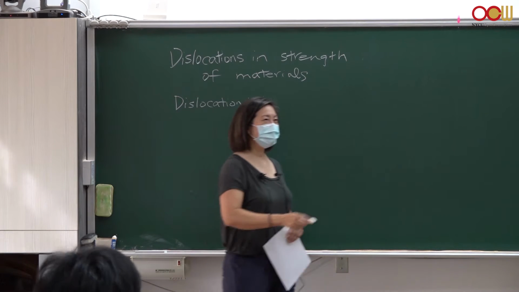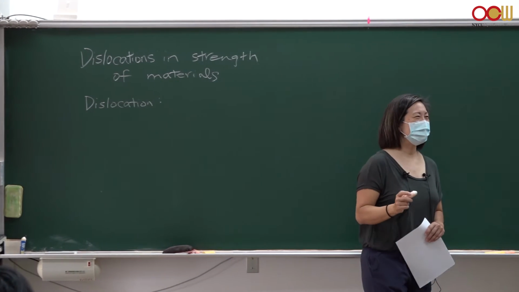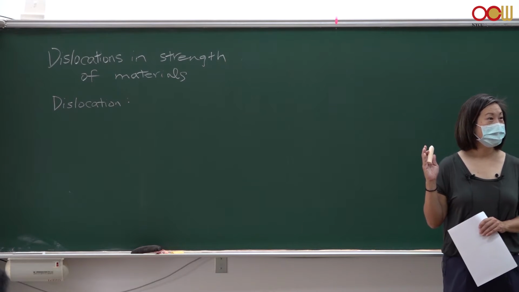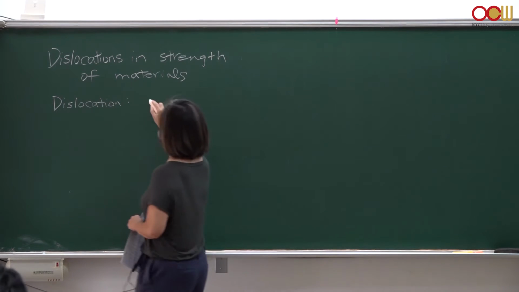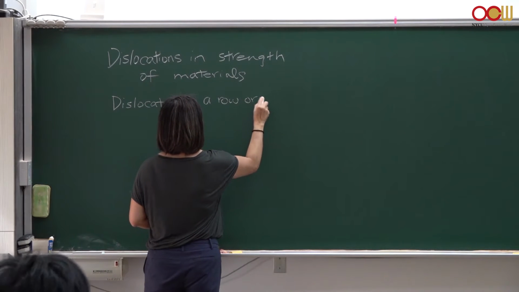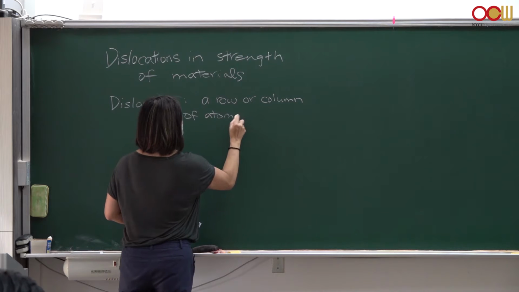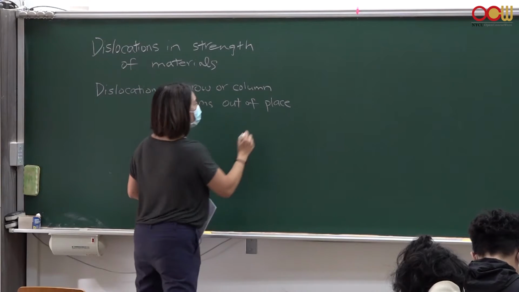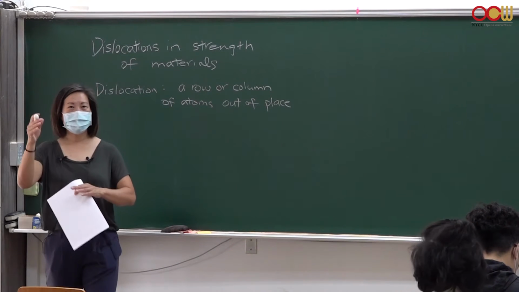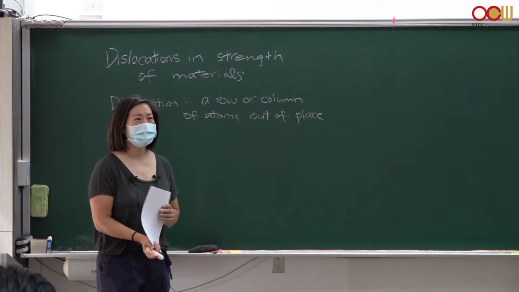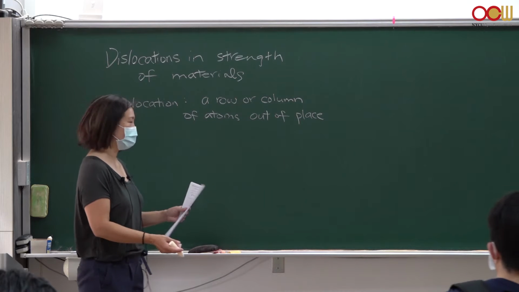Okay, so you should know this by now from the midterm. What is a dislocation? Linear defect. Very good. So a row or column of atoms that are out of place. A linear defect is a row or column of atoms that are not in their ideal crystal location or structure. Okay?